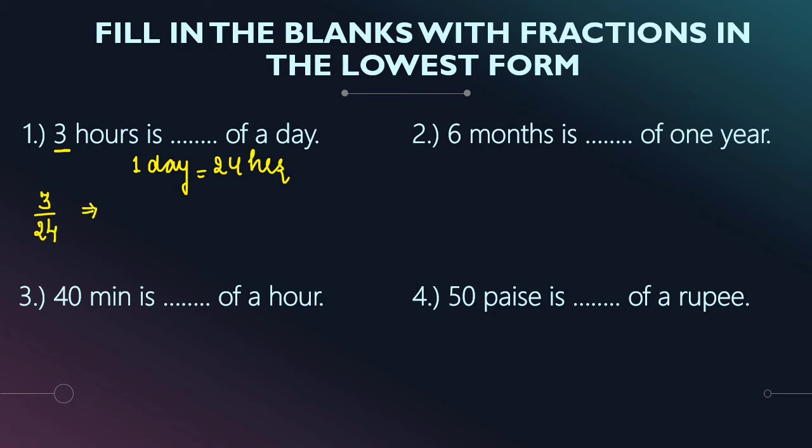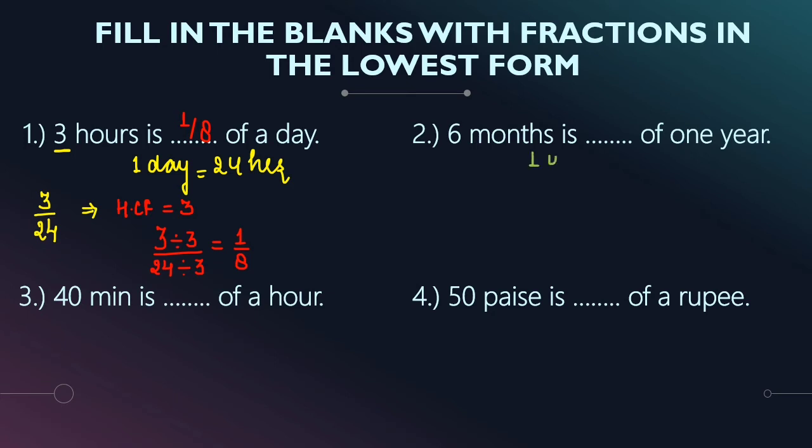Now, to convert it into its lowest form, we have to divide 3 and 24 by its HCF. So, HCF of 3 and 24 is 3. So, 3 divided by 3 upon 24 divided by 3. It will be equal to 1 upon 8. Therefore, 3 hours is 1 by 8 of a day.